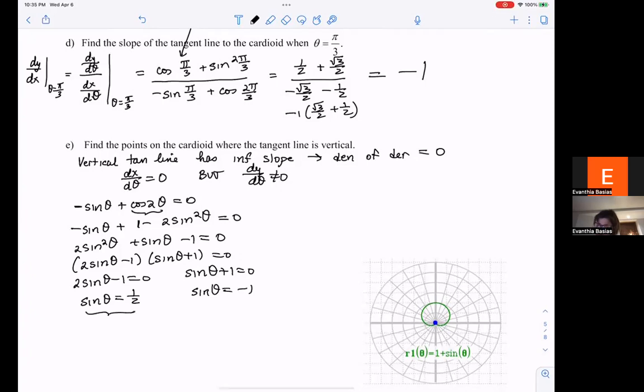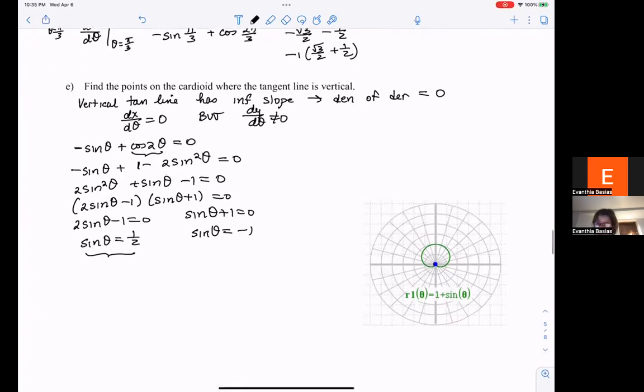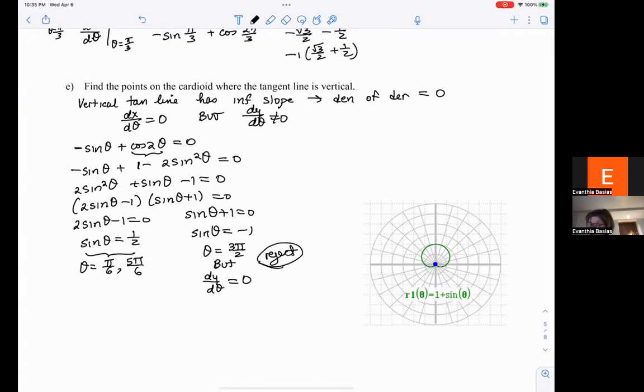Now, the angles that have a sine value of 1/2 are 30 and 150. So that is pi over 6 and 5 pi over 6. And the angle whose sine is -1 is 270. That's 3 pi over 2. But when we substitute this into dy d theta, it does equal 0. So we reject this, right? We reject it.